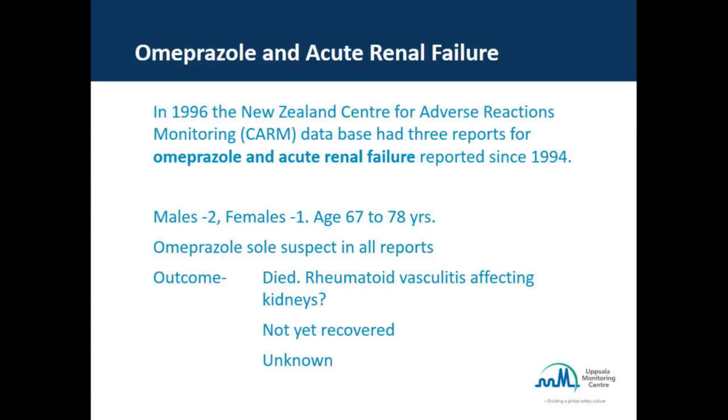2 males, 1 female, aged 67 to 78 years. Omeprazole was the sole suspect in all the reports. 1 patient died. They had rheumatoid arthritis, and it was thought they might have had rheumatoid vasculitis affecting the kidneys, but there was no evidence for that. 1 other patient hadn't yet recovered. The other, it was unknown. But in the other 2 reports, there was no indication as to why the patient went into acute renal failure. There was nothing about dehydration or cardiac failure, anything like that. It was just acute renal failure.